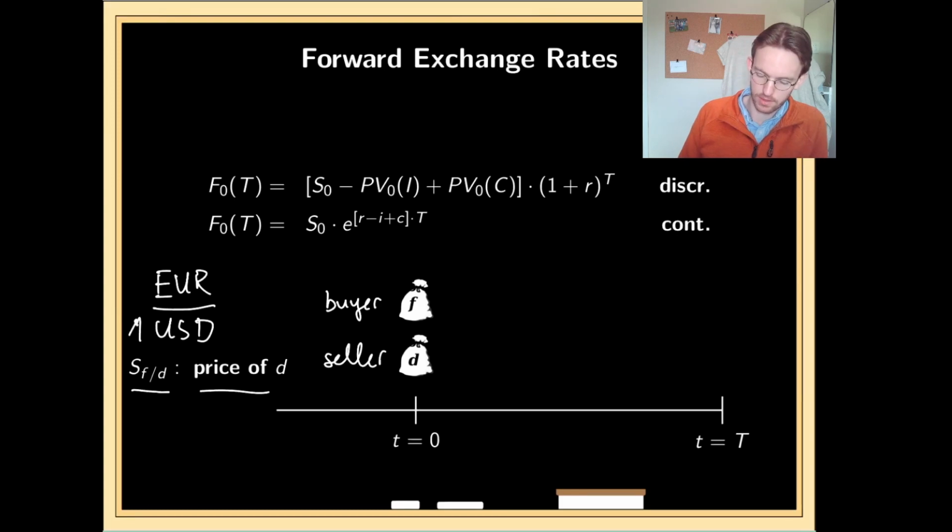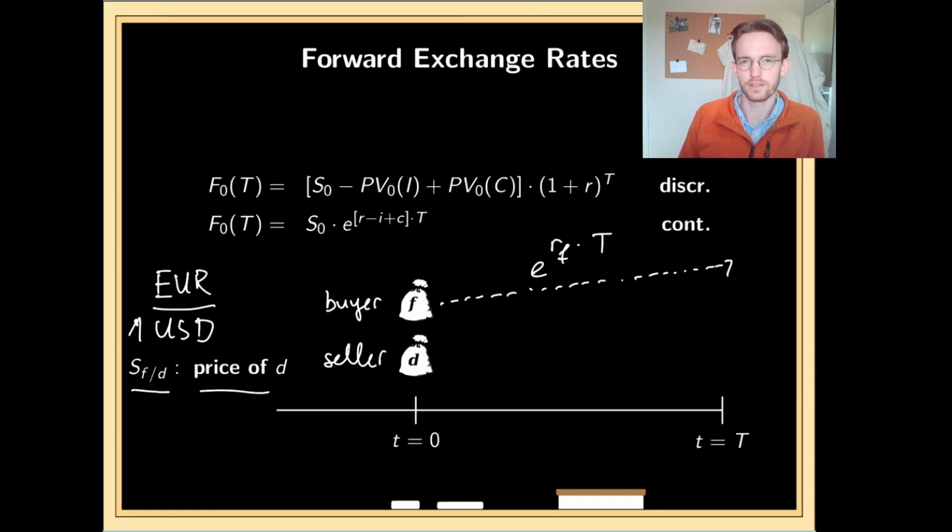When entering the contract, the buyer is agreeing to buy the domestic currency from the seller for the foreign currency that he's holding. Now the buyer may hold on to the foreign currency for the duration of the contract, and in this case, the value of this money, compounding continuously, will grow by e to the power R_F times t, where R_F is the risk-free rate in the foreign currency. That means that this R right here is the foreign currency risk-free rate.